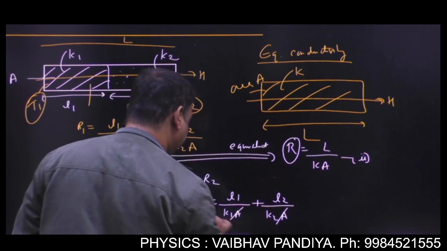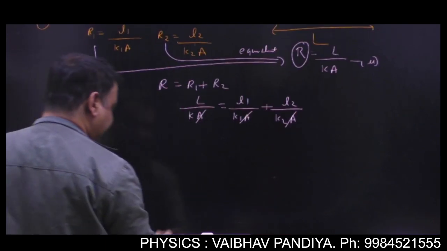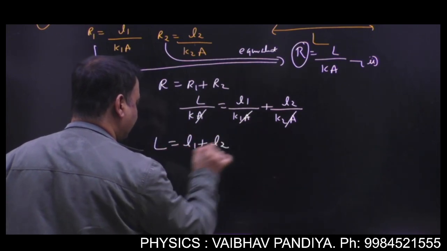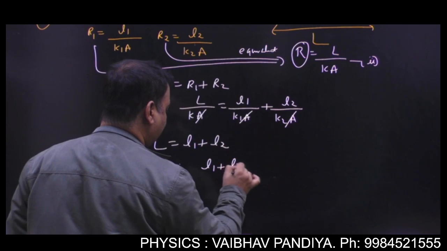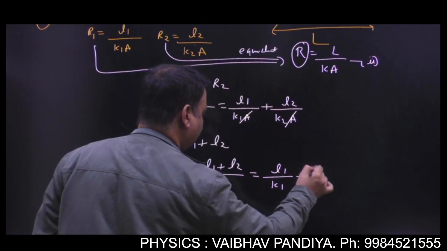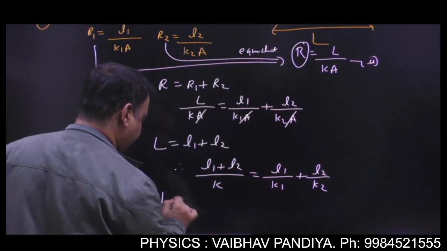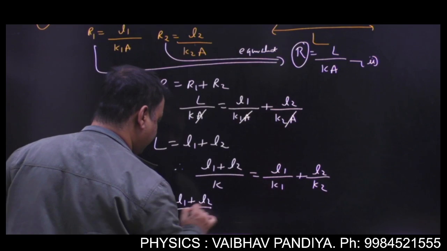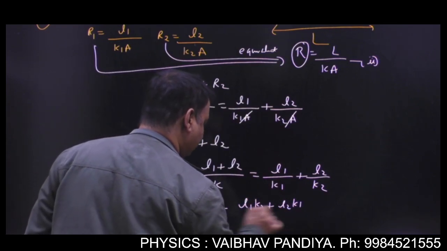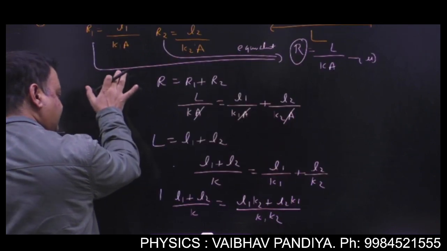Now A will get cancelled away. Now what will be L? L is the total length, so in place of L you can write L1 plus L2. Therefore (L1 plus L2) by K is what? L1 by K1 plus L2 by K2, correct? So you will get (L1 plus L2) by K is coming to be (L1 K2 plus L2 K1) divided by K1 K2. Now make K the subject.